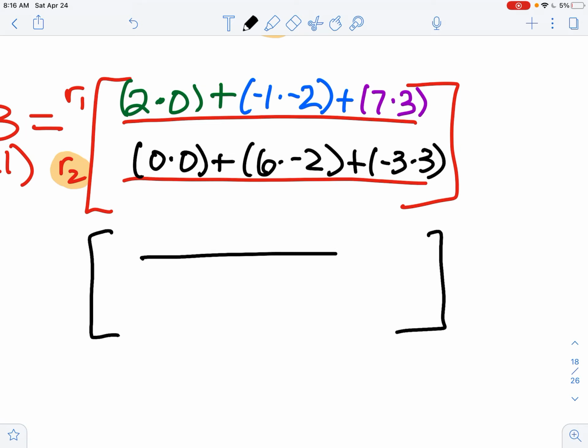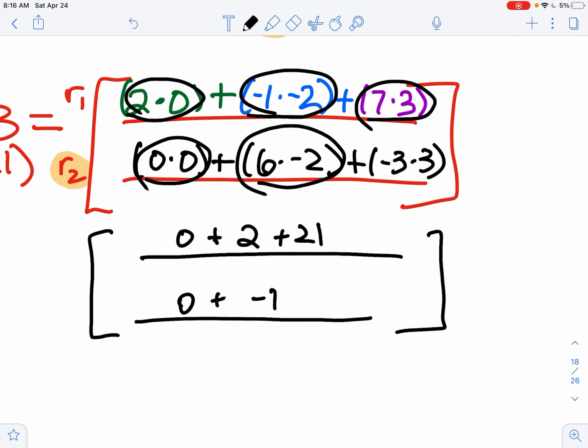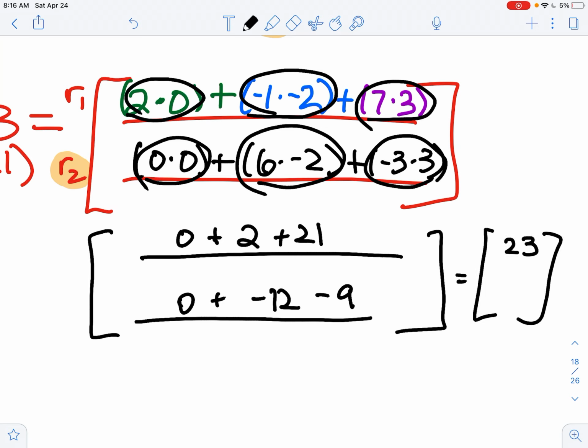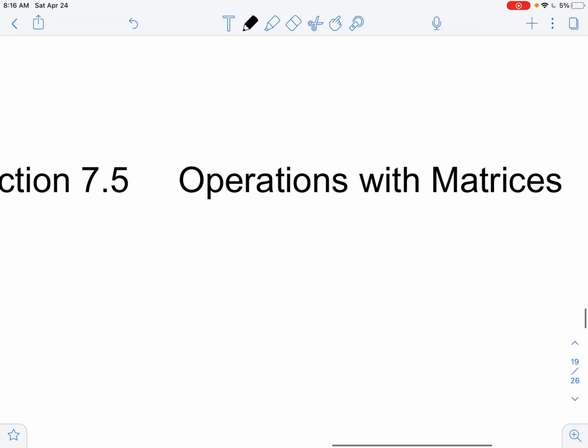So I know these are my entries. 2 times 0 is 0, plus positive 2, plus 21. 0, negative 12, negative 9. And we simplify that to 23 and negative 21. And this is our product of matrix A times matrix B. Hope that makes sense. If it didn't, go back and re-watch it.